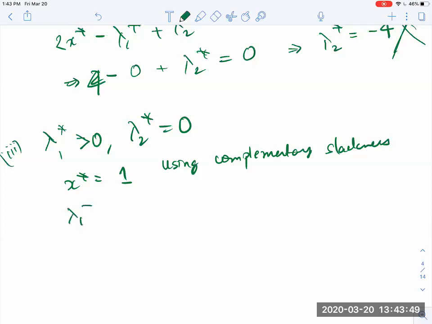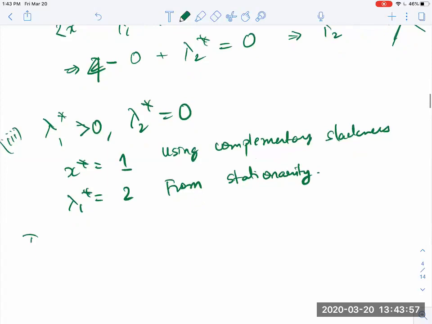This is from stationarity. And then this is fine, so these points are feasible. x star is 1, lambda 1 star is 2, lambda 2 star is 0. They satisfy KKT.